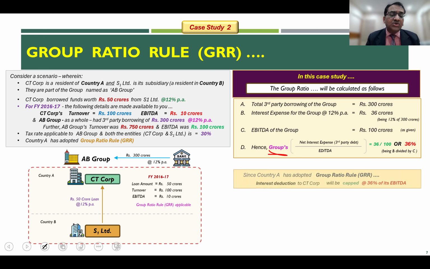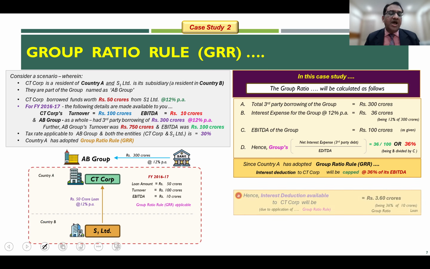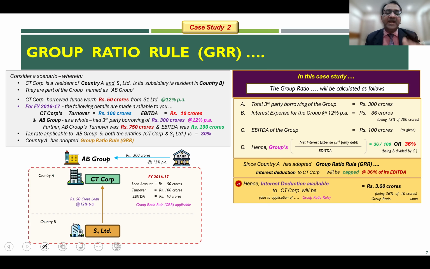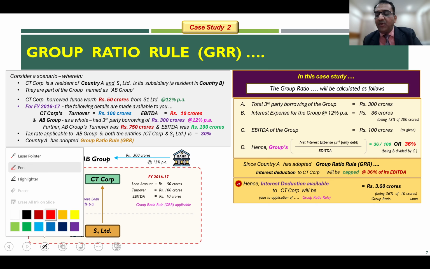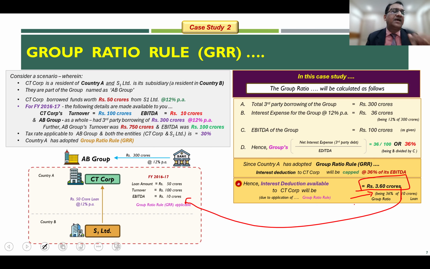Now we have to use this ratio. Since country A has adopted the group ratio rule, interest deduction to this Citicorp in country A will also be kept at 36% of the EBITDA. Now what is the EBITDA here? EBITDA is 10 crores. So how much will they be entitled to? By employing the higher rate of 36% on 10 crore, what they are now entitled to is 3.6 crore.